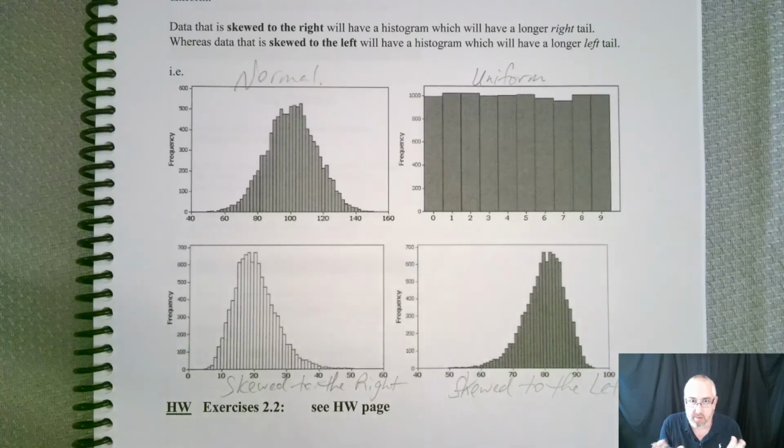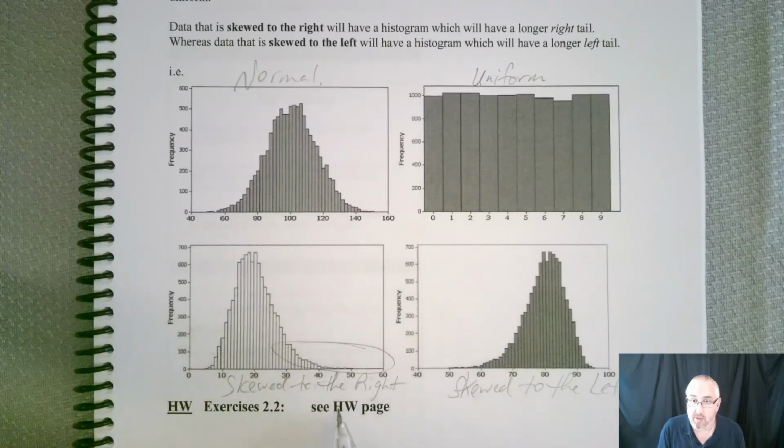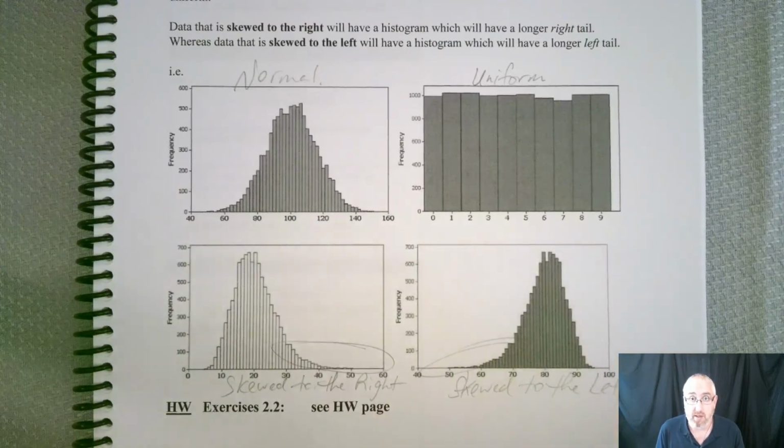Some books will do it differently. So because it's got a longer right tail, it's skewed to the right. It's got a longer left tail, it's skewed to the left. So that's how they do it in this textbook.